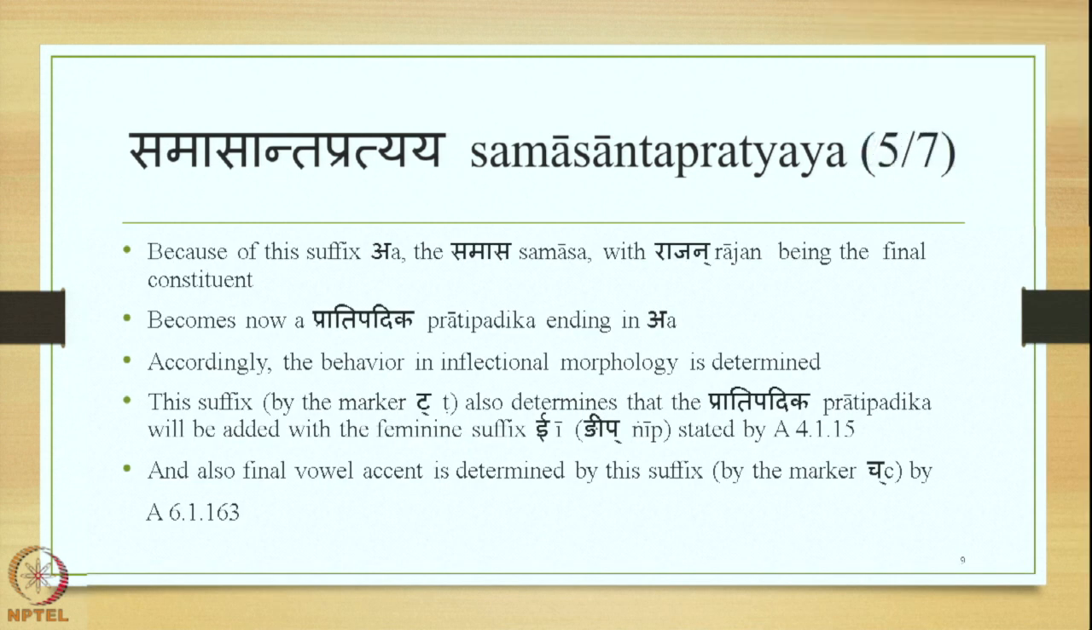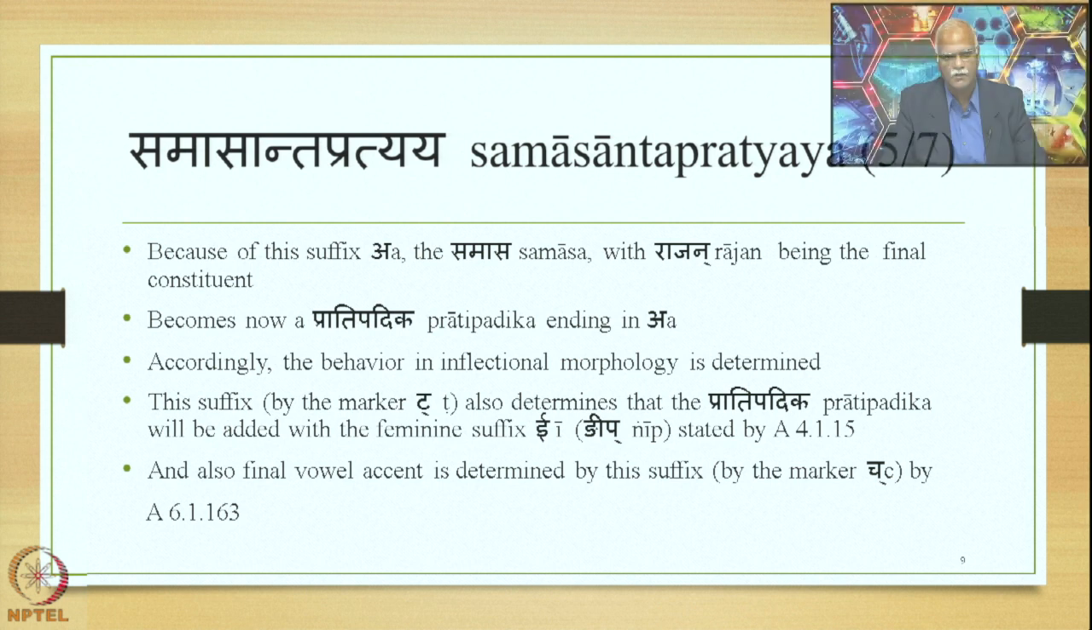Now because of this A suffix, the Samasa with Rajan being the final constituent becomes now a Pratipadika ending in A. Accordingly, the behavior in inflectional morphology is determined. This suffix by the marker T also determines that the Pratipadika will be added with the feminine suffix Ngip stated by 4.1.15, which is Tid-dhana-dvayasa-dagh-na-matra-tayap-thak-than-kan-kvarapaha.